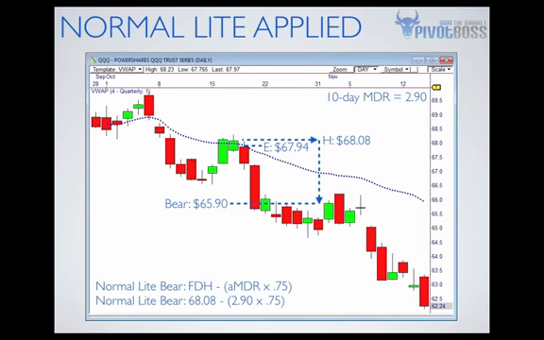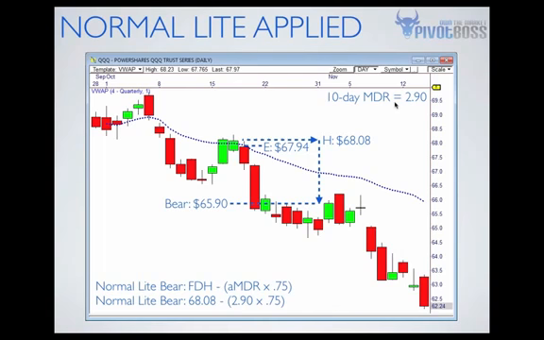Let's look at the normal light applied for the PowerShares QQQ. This is a short trade that's bouncing off of VWAP. You can see that we had a very nice move into VWAP and it began to roll over just a hair. We decided to put our entry at the center of this bar. When price came up, we were filled at 67.94. We then find the high of this bar to be 68.08 with a 10-day MDR of about 2.9 points.